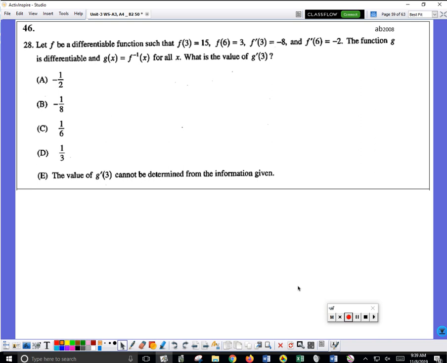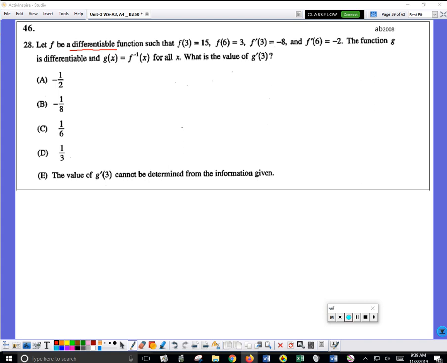Okay, 46, here we go. It says let f be a differentiable function. About 90% of the time, that clue does not help me. So I don't ignore the clue, but 90% of the time I just kind of leave it alone.